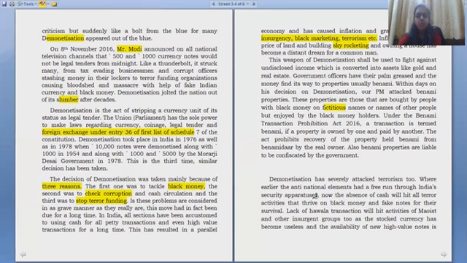Now, another paragraph on demonetization. Black money we have already talked about. Now, we'll talk about terror funding also. Demonetization has severely attacked terrorism too.